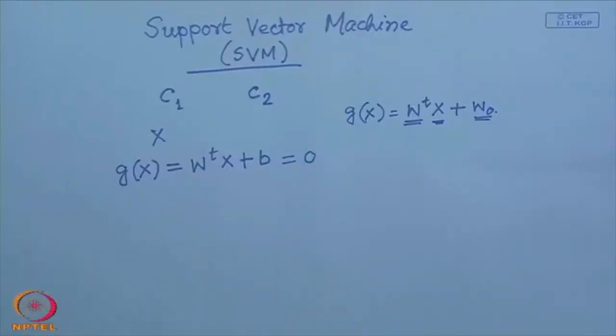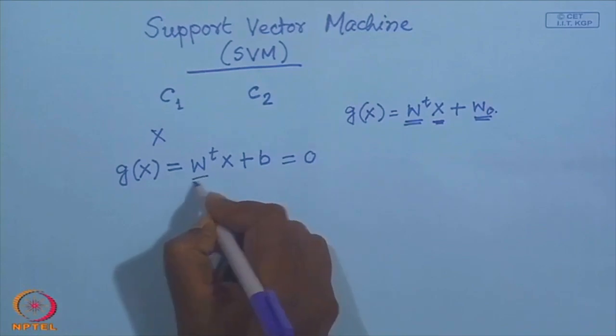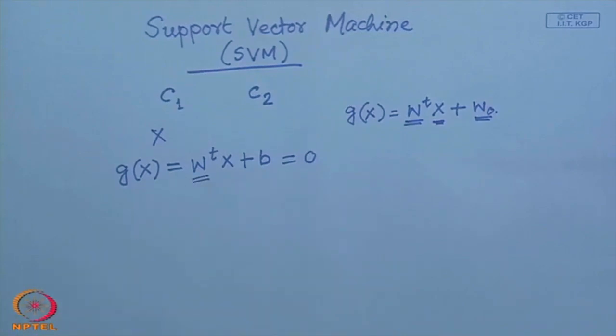Whereas, if I increase the dimension, where the dimensionality of the feature vector is more than 3, this linear equation actually represents what is called a hyperplane. And w is nothing but a vector which is perpendicular to that hyperplane. So, this vector w represents the orientation of the hyperplane in my d dimensional space, where d is the dimensionality of the feature vector.